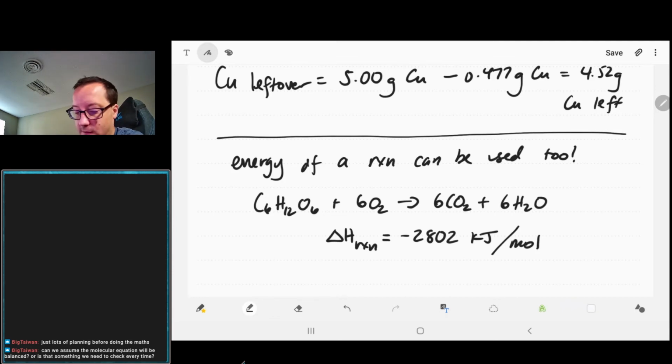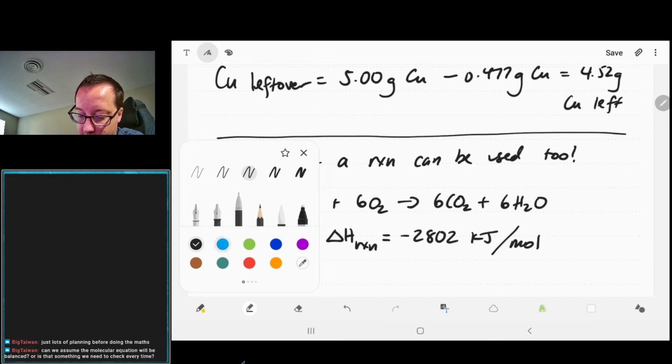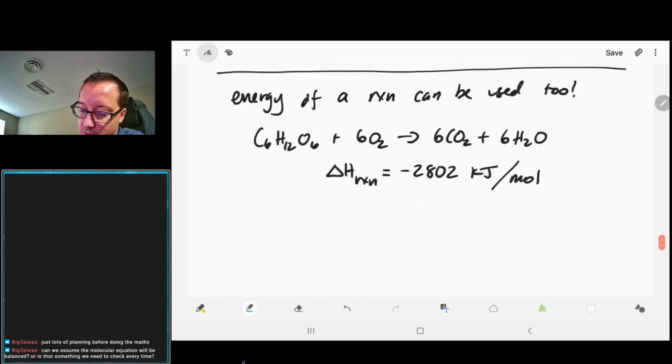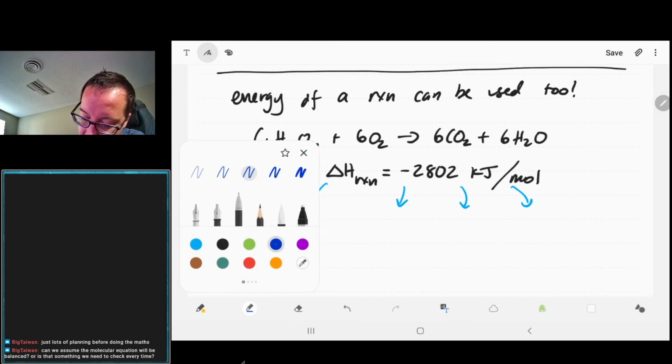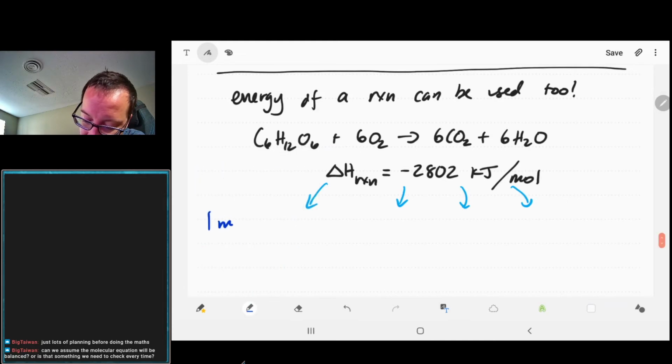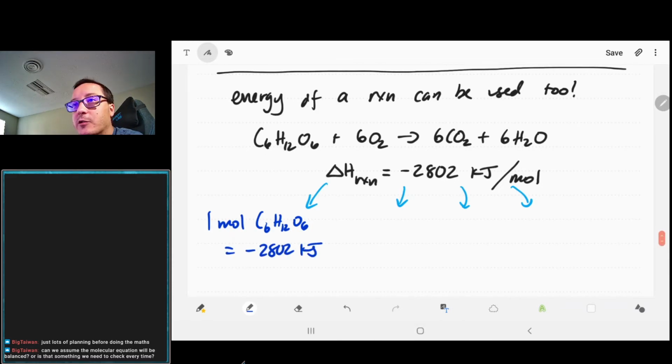And what this can be used for is this gives us some more reaction conversion factors using our reaction coefficients. So this tells us that 1 mole of glucose equals that many kilojoules, our delta H.